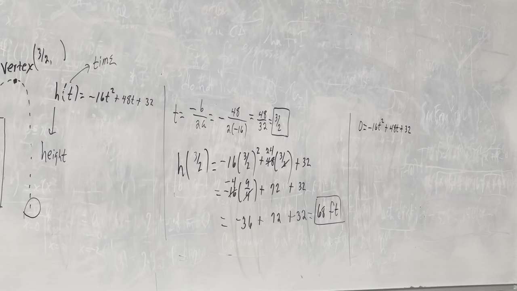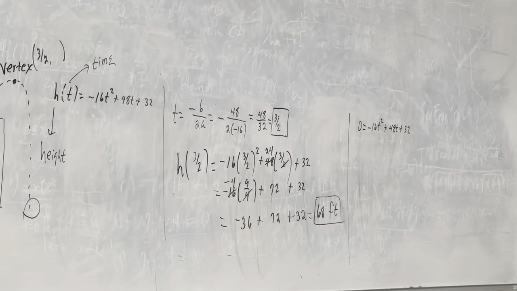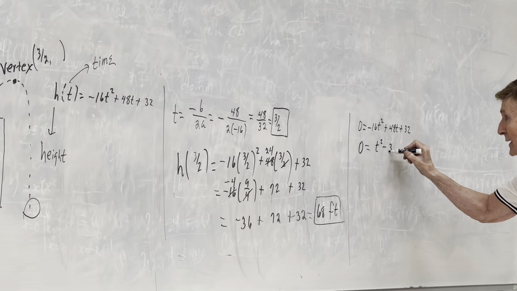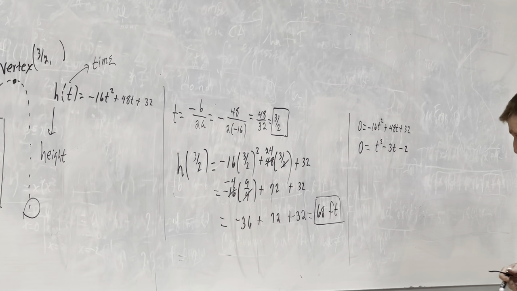And I need to solve that. Now we're back in day 1 when I first met you. You have to solve that quadratic. I'm going to first reduce this one down. I think I can reduce it by 16 or negative 16. Let's divide everything by negative 16. Make it look better. 0 is equal to t squared minus 3t minus 2. I just divided everything by negative 16, and I hope I was careful enough with my signs. Oh, yeah, it looks good. That's a quadratic. Now I have to solve that quadratic.